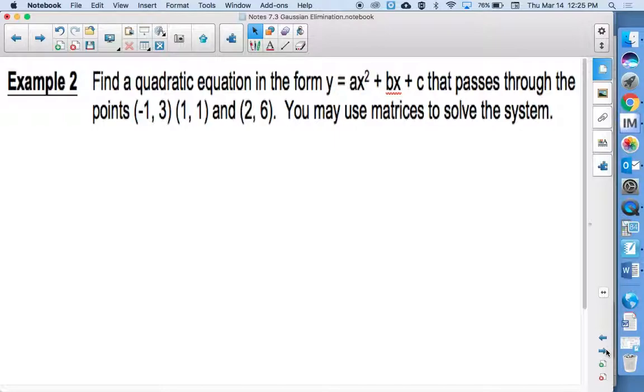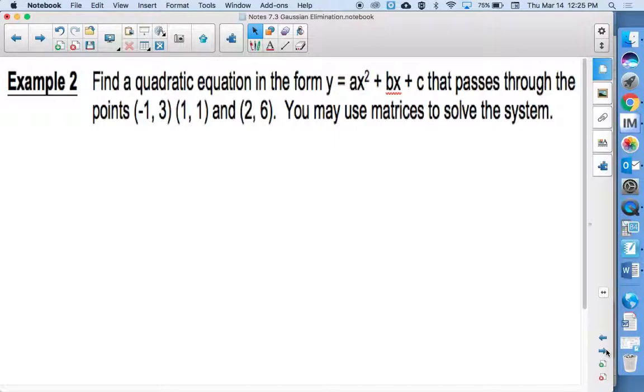Find a quadratic equation of the form y equals ax squared plus bx plus c. That's that general form of a quadratic, pretty much the way that we factor almost all of the problems that we factor. We want to find that equation so that it passes through the points negative 1, 3, 1, 1, 2, 6. And it does say you can use matrices to solve the system. So it is going to be a system. So our goal is to try and create a system from that information. Ethan, what do you think?